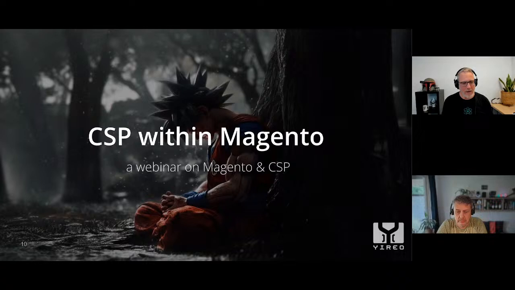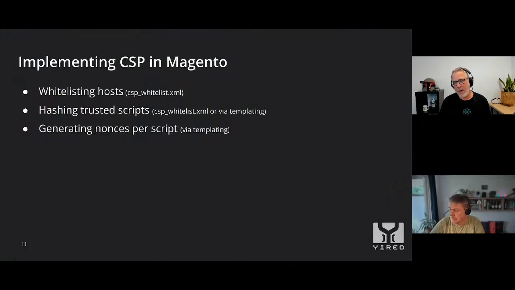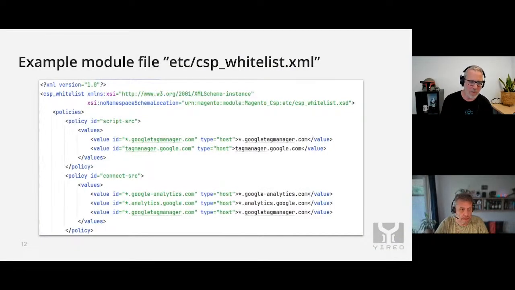Now, the question then, of course, is how to get there, how to implement things correctly in Magento. And there's multiple different strategies or multiple different ways to whitelist resources. That could be done by domain name / host name. That's usually something that you add through a CSP whitelist.xml file within a certain module. It's also about hashing trusted scripts, either in a whitelist or theoretically through templating. And then last but not least, there's also the whole story about adding nonces to inline scripts. And I'm going to mention all three of them kind of like briefly, but so that we have a good impression of what this technology is really about.